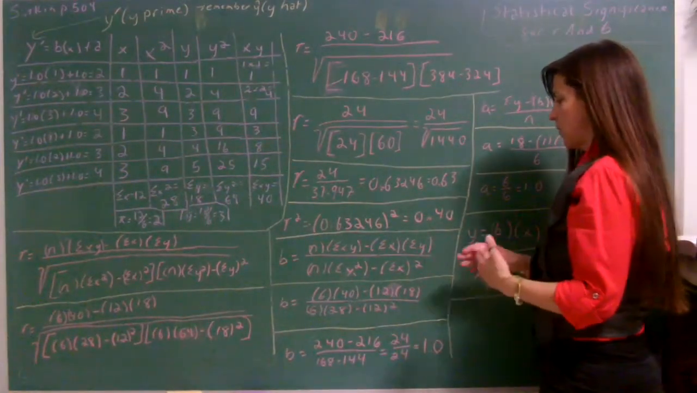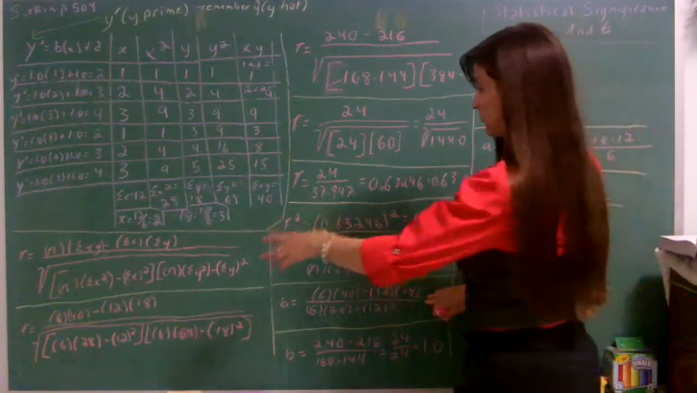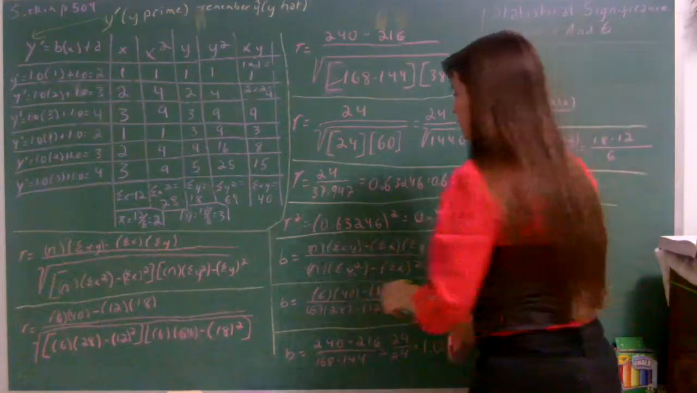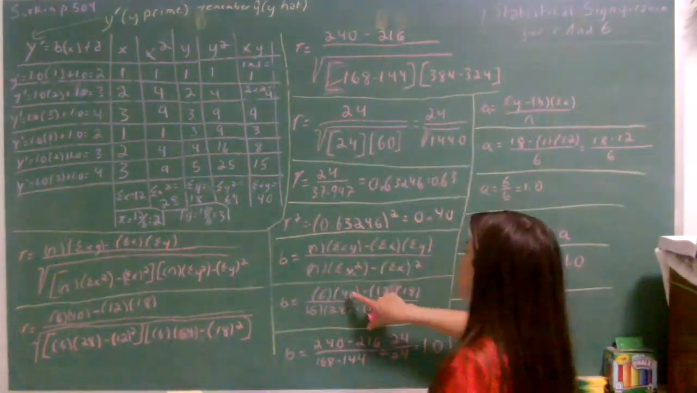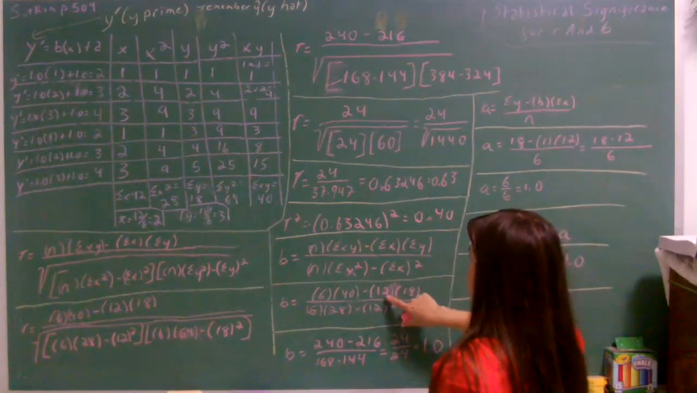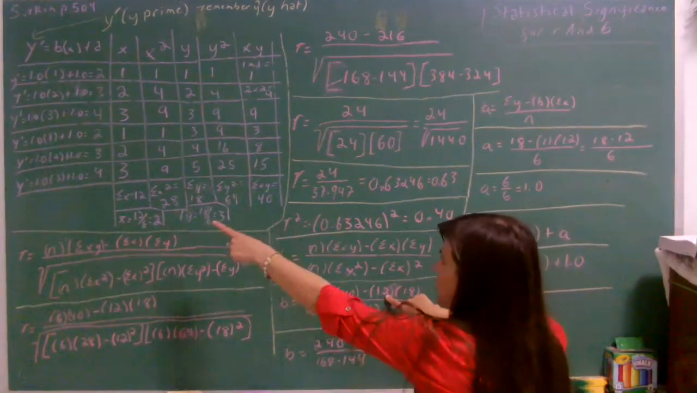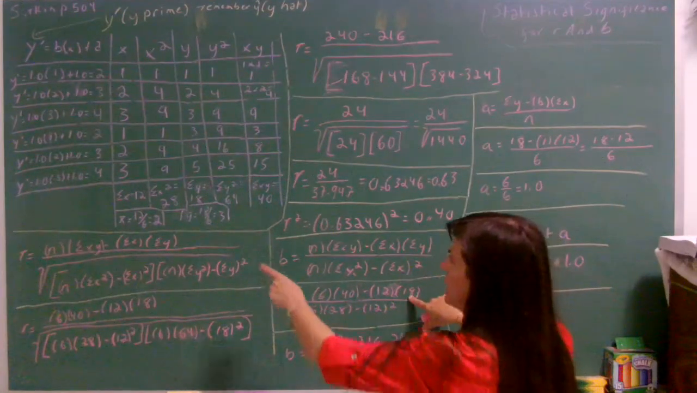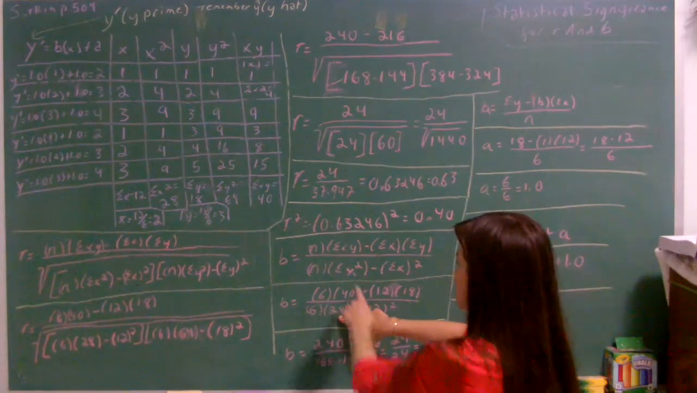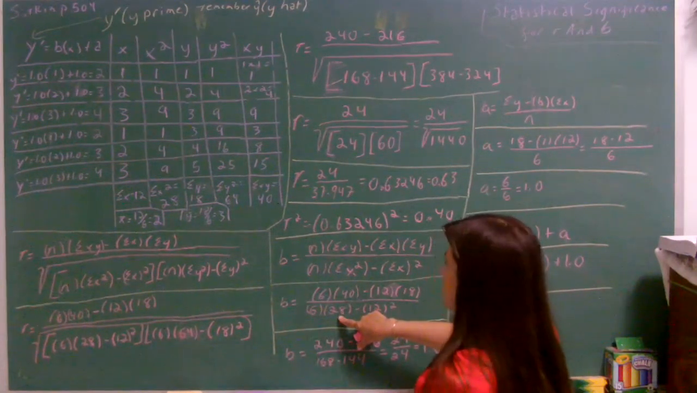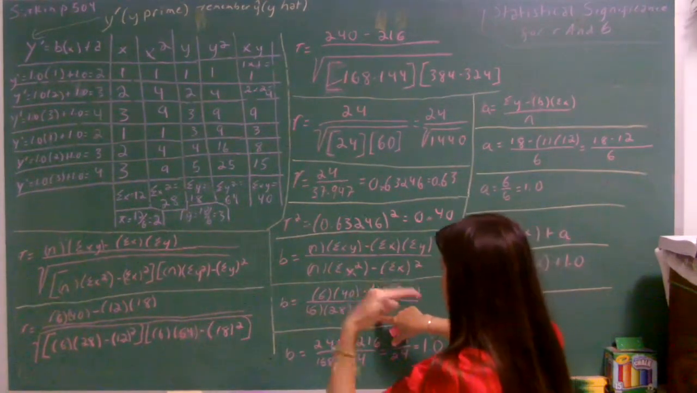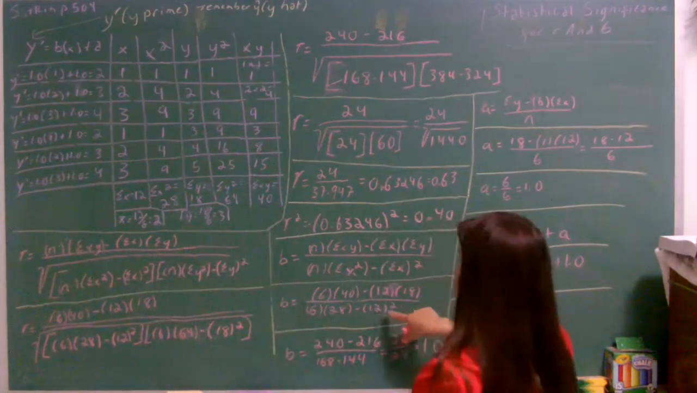I showed the math again. I recalculated it. That way if this looks different than the previous one, I realize I have a problem, a mathematical error. So we put our n in, which is 6, times summation xy, which is 40, minus summation x, the sum of x, which is 12, times the sum of y, which is 18, over n, which is 6, times summation x squared, which is 28, minus summation x, which is 12, and then it gets squared.